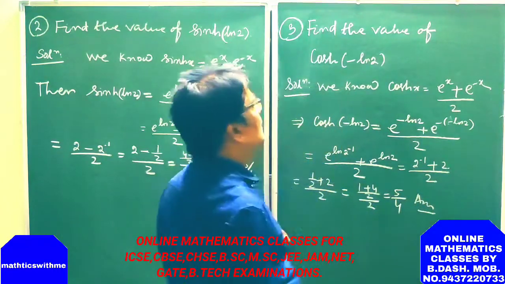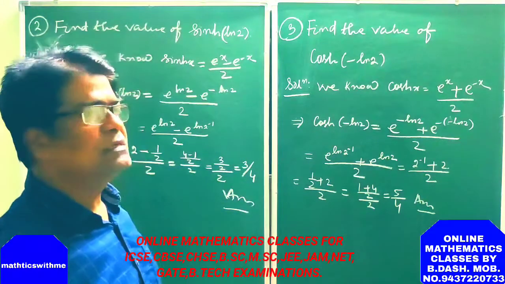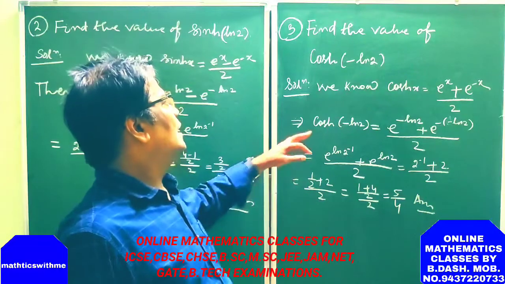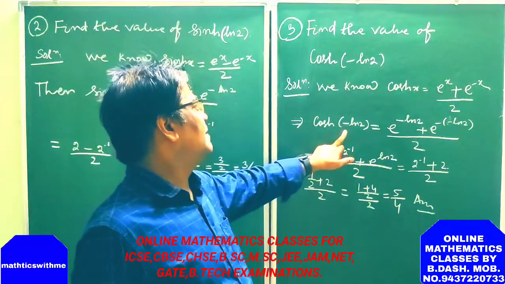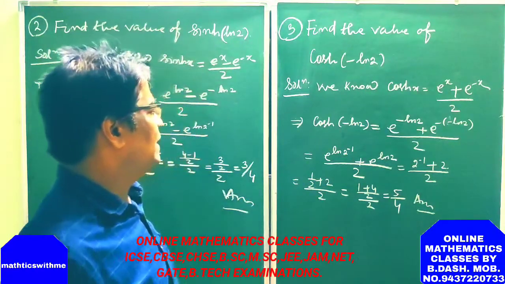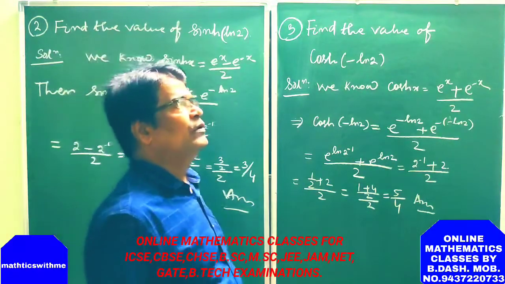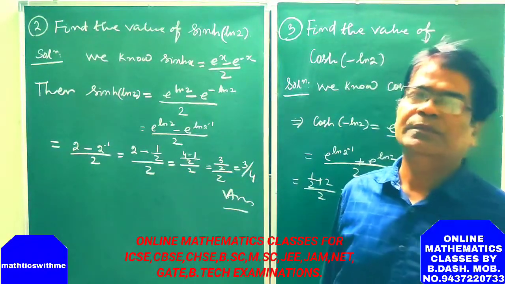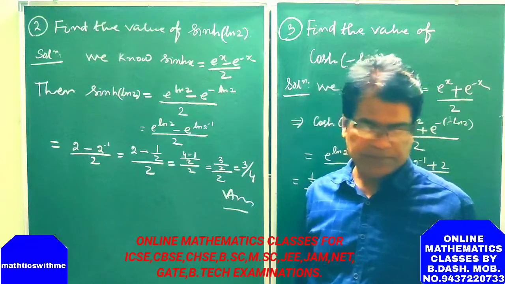So here cos hyperbolic x is equal to e to the power x plus e to the power minus x by 2. Now we have to replace x by minus ln 2. After simplification, the answer will become 5 by 4. So our third problem is solved. Let us proceed to solve the next problem.